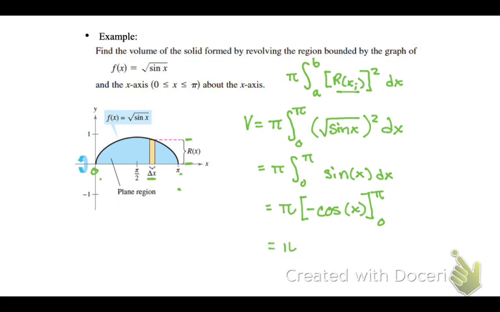So I have pi, and I plug it in. So b minus a, right? So negative the cosine of pi. What's the cosine of pi? Negative 1. So negative negative 1 is positive 1. And negative the cosine at 0 is negative 1.